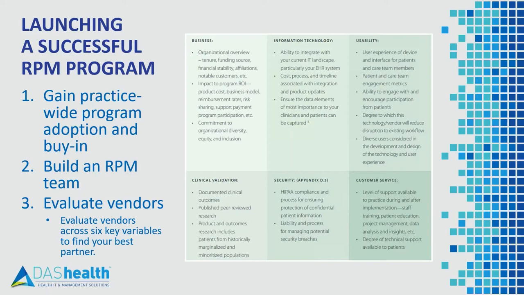This again is taken from the American Medical Association, but it's spot on. So the 6 aspects here that you want to judge your vendor on are going to be business, information technology, that the actual IT side of the house, usability, so what your patients will see from their perspective, clinical validation. Obviously, you want to make sure that these clinical outcomes are improving and this has been validated and is secure, which is our next one, security. Obviously, HIPAA compliance is huge in this area. And then also customer service. What kind of level of support are you going to receive as a practice from this vendor?